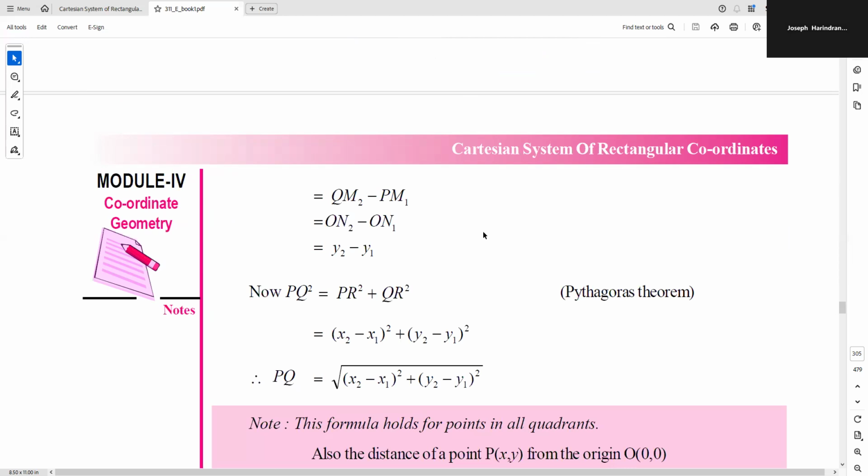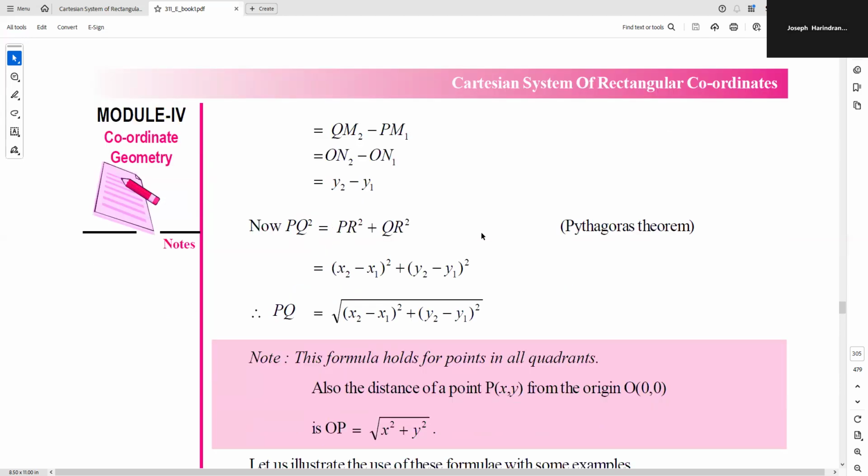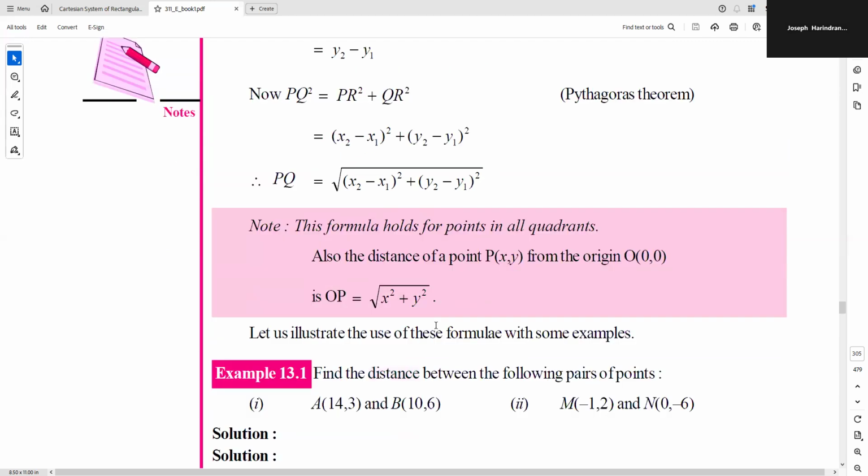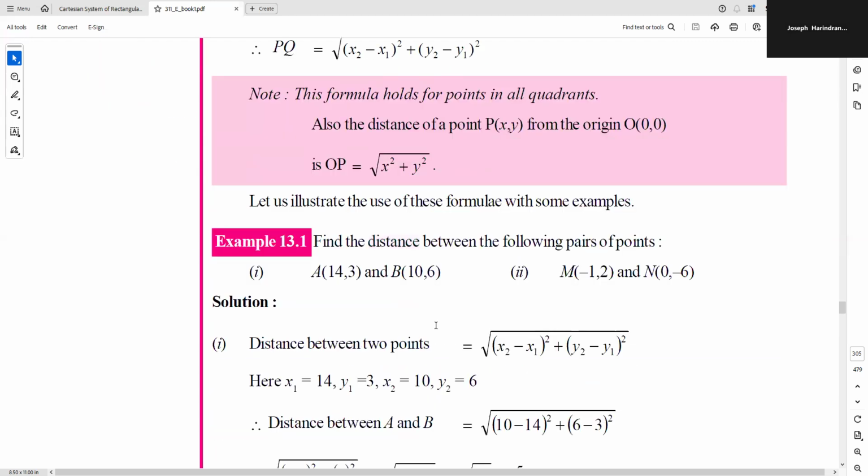This formula holds good for points in all the quadrants, and since this is a distance, there is no positive or negative sign. It's only a distance, so it doesn't have any sign. So square root of (x2 minus x1) the whole squared plus (y2 minus y1) the whole squared. This is called the distance formula.